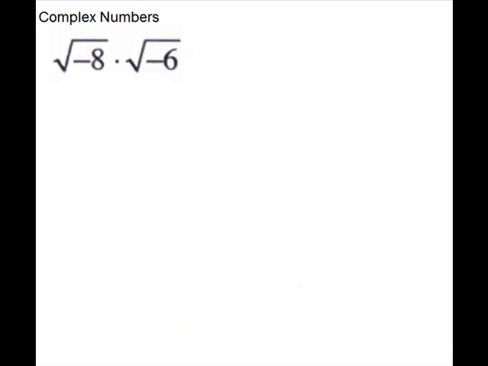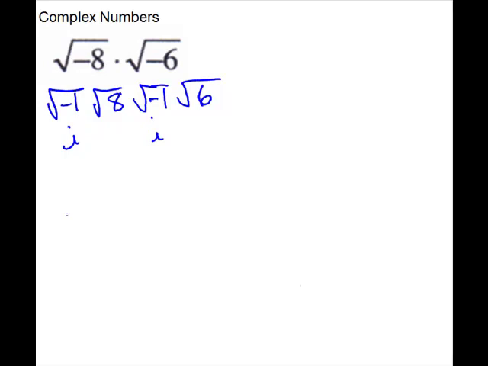Next, we have square root of -8 times square root of -6. We have to pull those i's out before we can do anything else. So we have square root of -1, which is our i, times the square root of 8. And we have a square root of -1 here, times the square root of 6. This will give us another i, so we're going to have i squared. So i squared, remember, gives us -1.